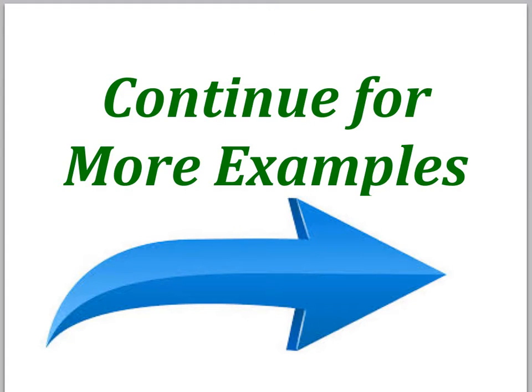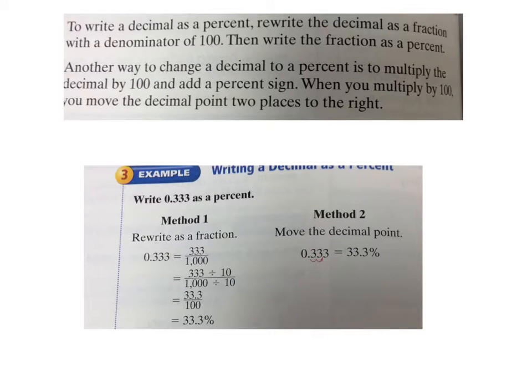Continue for more examples. Okay, now this one's a little more. It's writing a decimal as a percent. And I was thinking of something else anyway. So write a decimal as a percent: rewrite the decimal as a fraction with a denominator of 100, then write the fraction as a percent, right? So on and so forth.